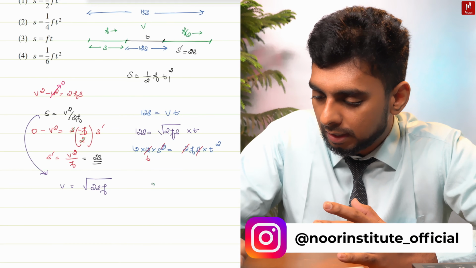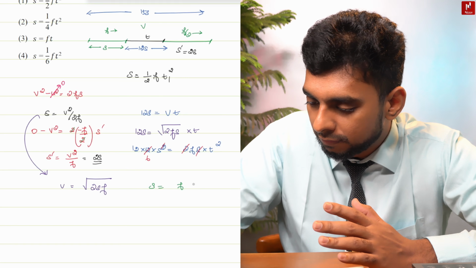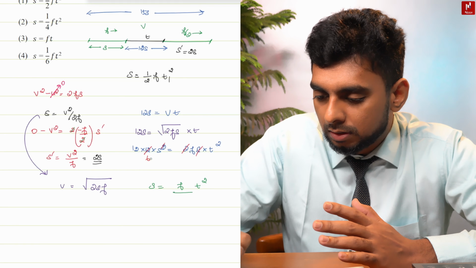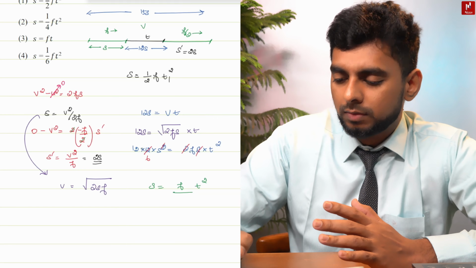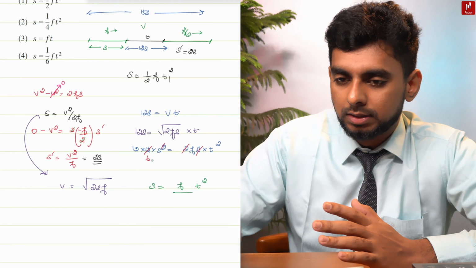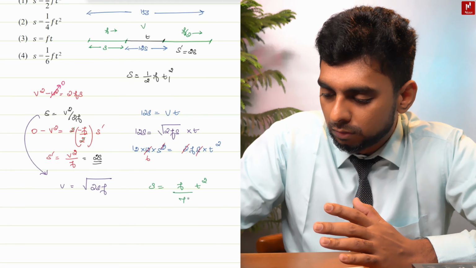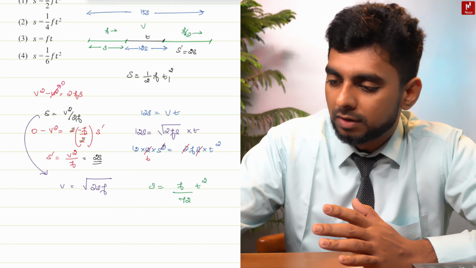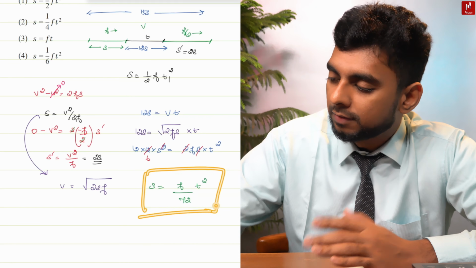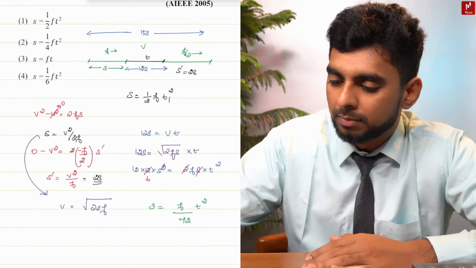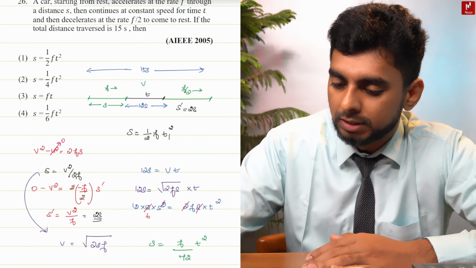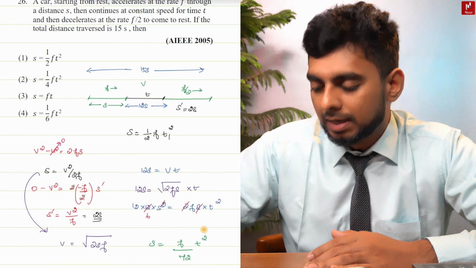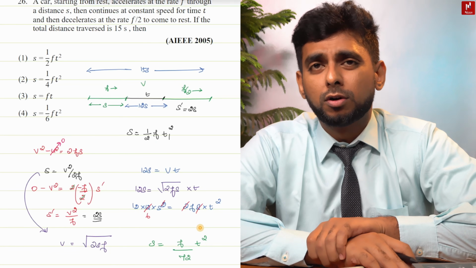So you will get s, which will be equal to f t square divided by 12 into 6, right? So 72. You would have got 72. So s will be equal to f t square divided by 72. So this should have been my answer. The answer is f divided by 72 multiplied by t square. Let me verify it with the options. If you look at the options, none of the options is matching with the answer that I've got, which means none of the options is correct over here.